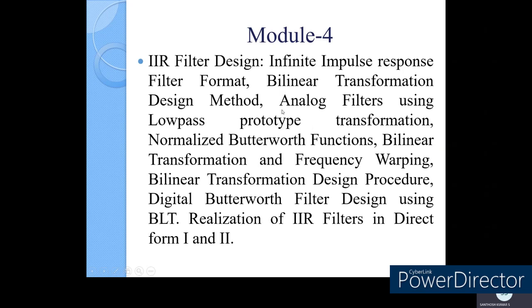Then that filter we are going to convert into the digital form by using the bilinear transformation. This is one of the methods which can be used to convert the continuous time, that is analog, filter into the digital one. Next we are going to look into the design procedure for conversion, and the structures for realization of the IIR filters by using direct form 1 and direct form 2. These are the things we are going to study in module 4.